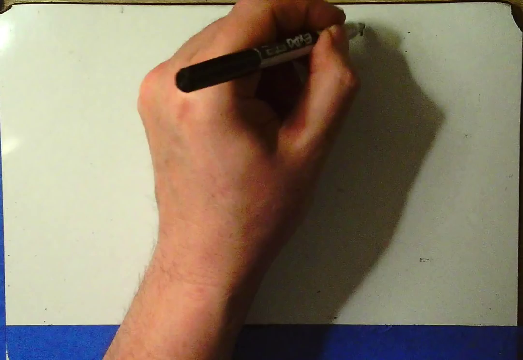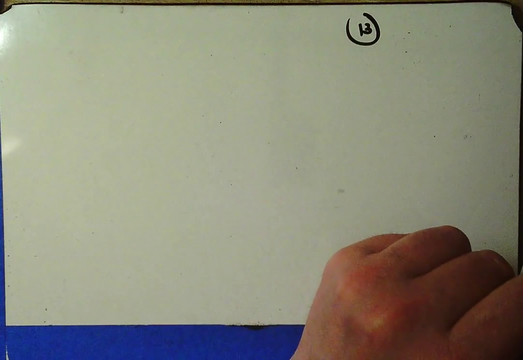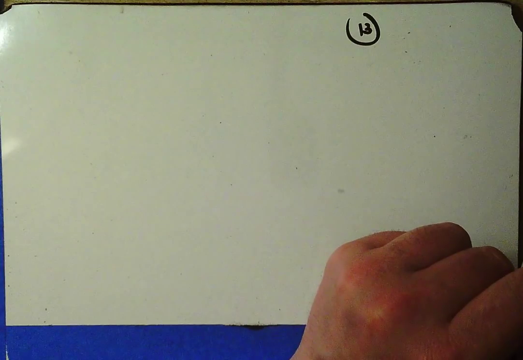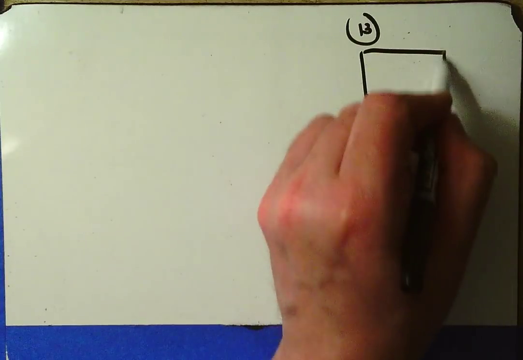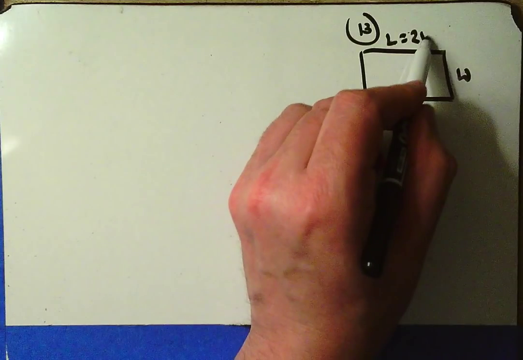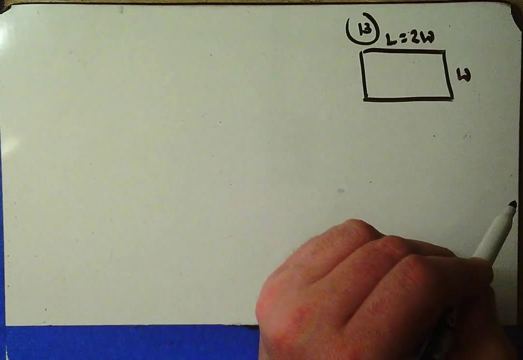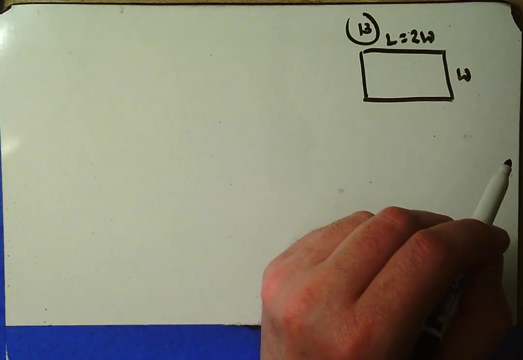13. It says Mark has a rectangular flower bed twice as long as it is wide. Okay, so that's the width, and the length is twice as long as it is wide.